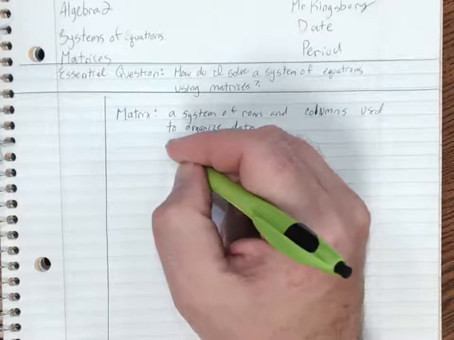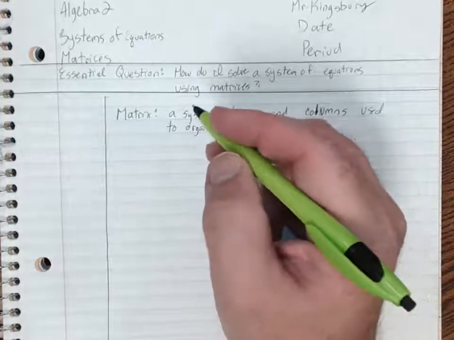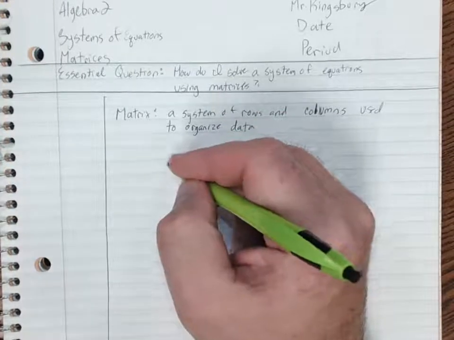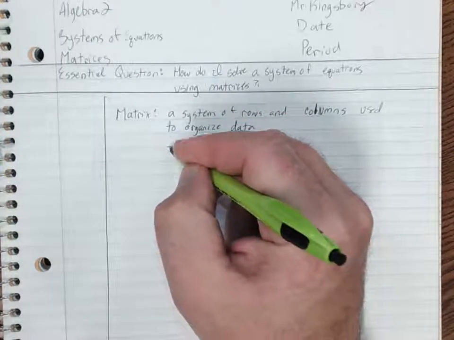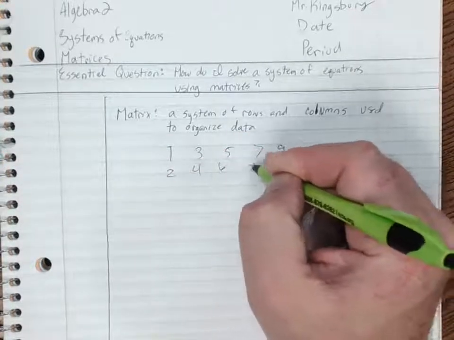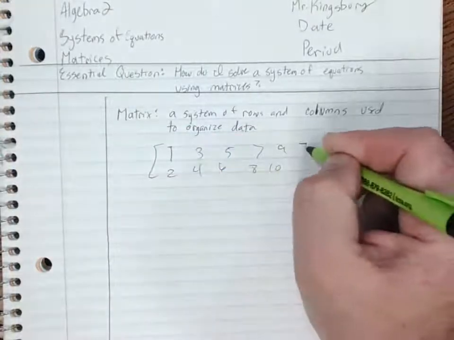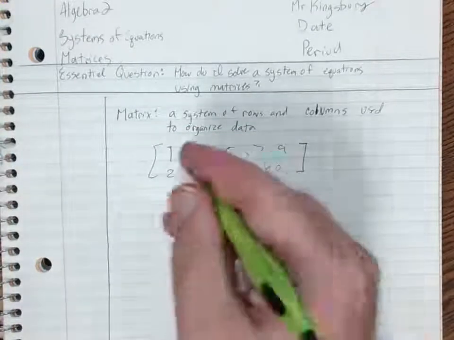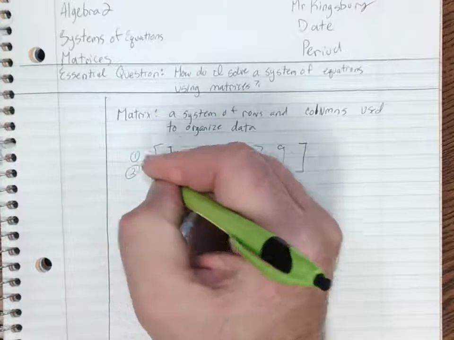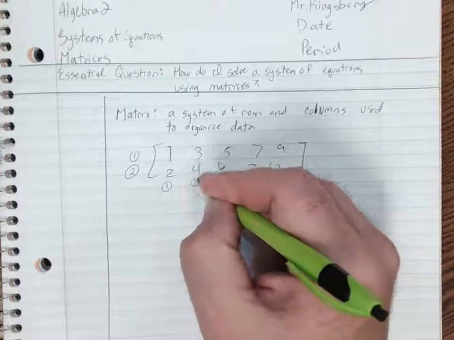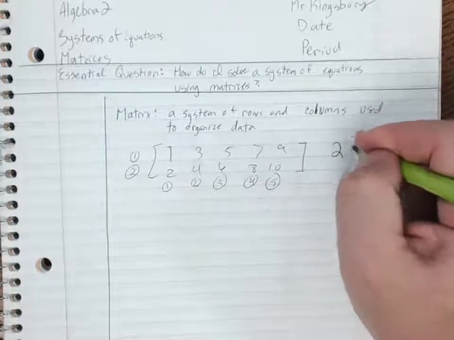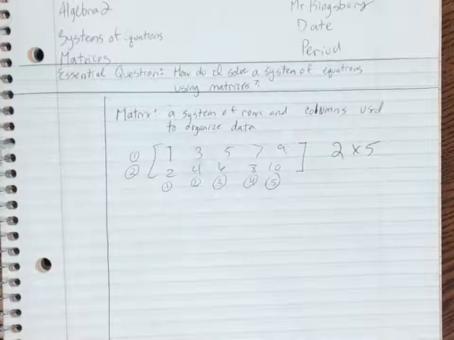So you have something like, say, let's do this. This is 1, 3, 5, 7, 9, 2, 4, 6, 8. This is just a real simple matrix, right? Something like this, all right? Rows go back and forth, columns go up and down. So there's 2 rows, and there's 5 columns. So we would say this is a 2 by 5 matrix. That's how we describe them.